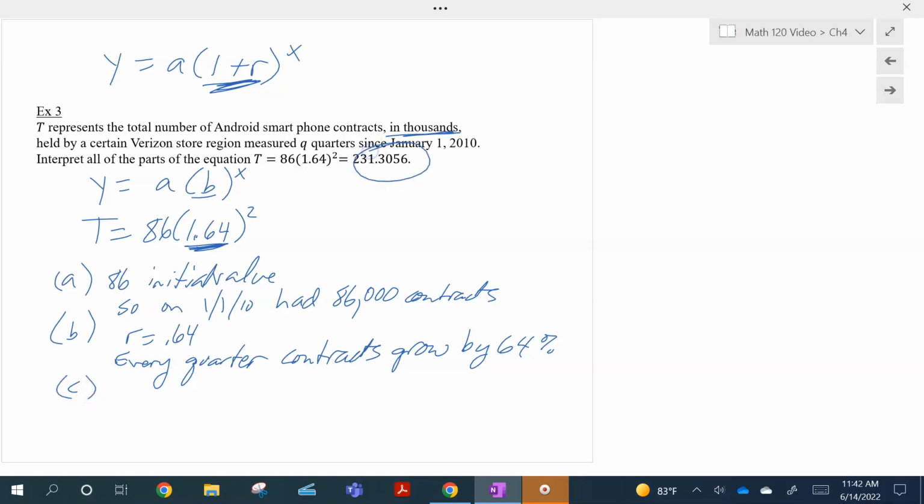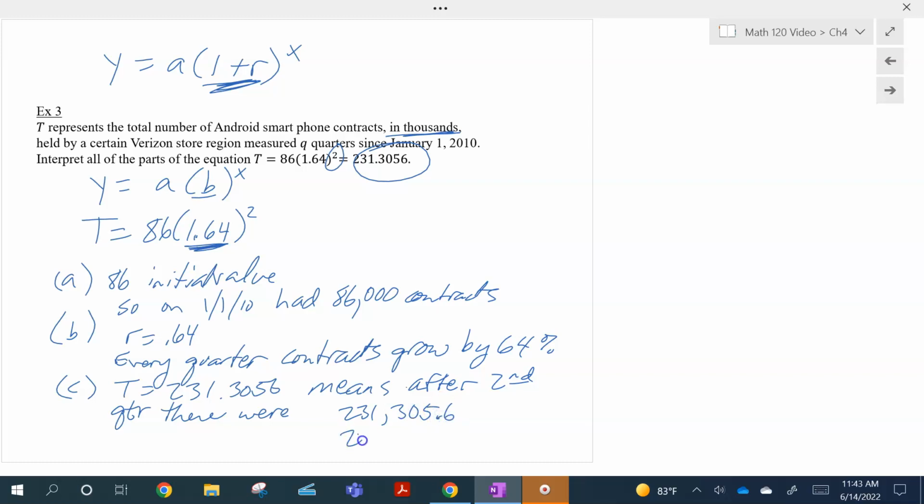Now this value right here, notice they spit it out. 1.64 squared times 86 is 231.3056. So 231.3056 means for quarter 2, so after the second quarter, they let Q be 2 up there. After the second quarter, there were, remember this is in thousands, so I'm going to times it by 1,000, 231,305.6. So essentially 231,306 contracts. That's what that's saying.